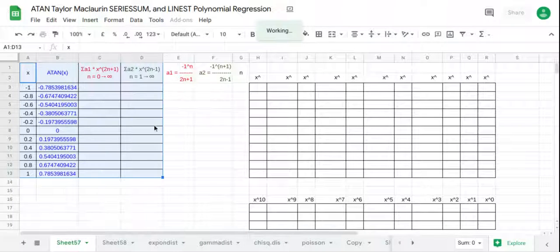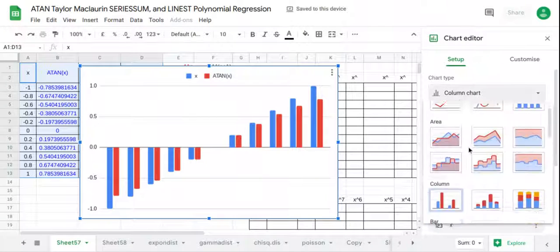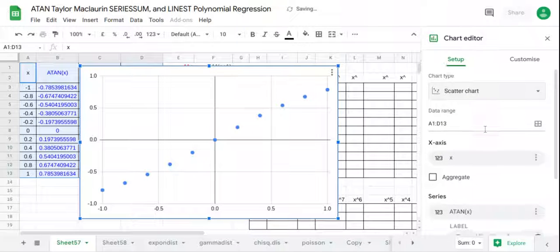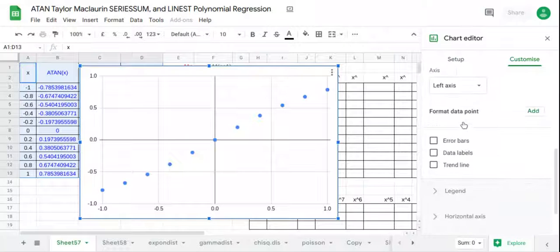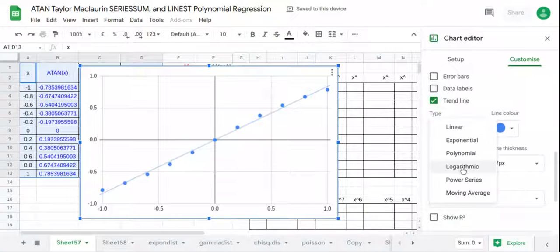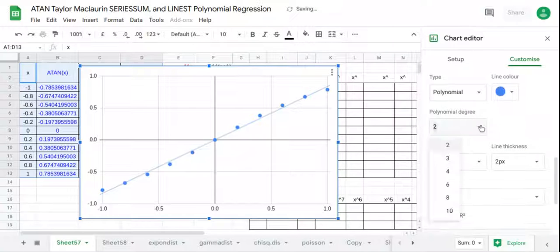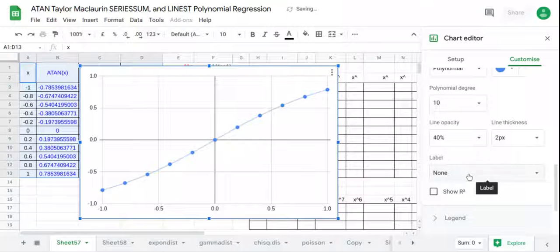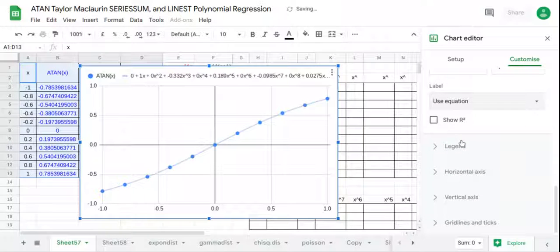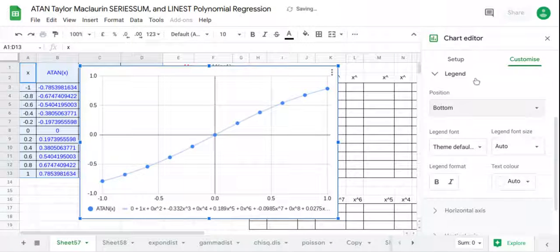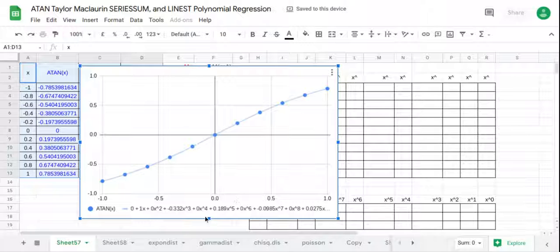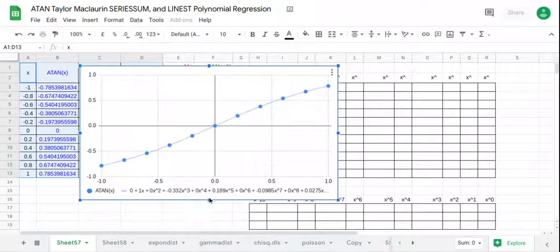Insert scatter chart. Scatter chart. And show trend line, polynomial to the 6th or to the 10th degree. For the label, use the equation. And the legend, position at the bottom. Here's a trend line and polynomial to the 10th degree.